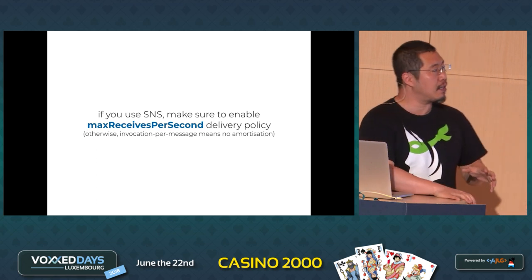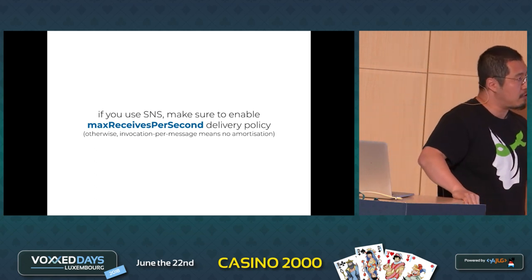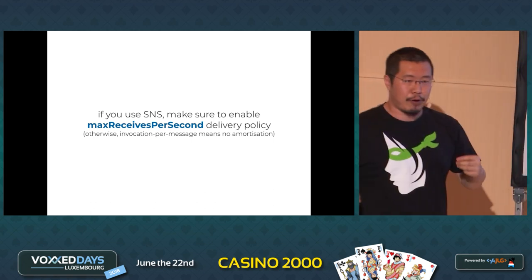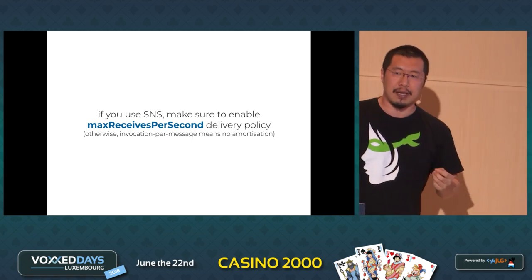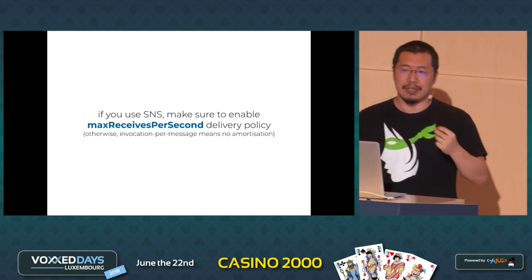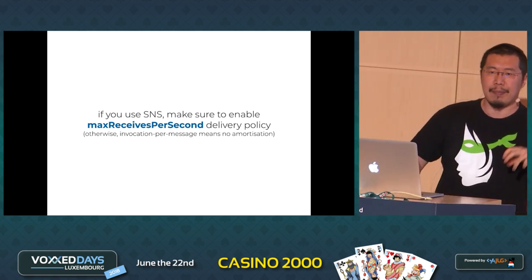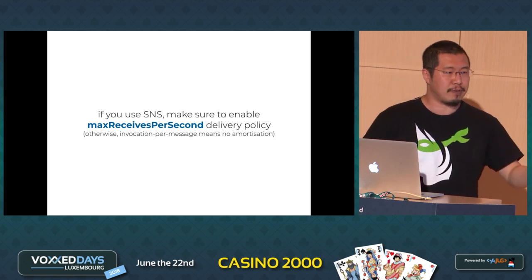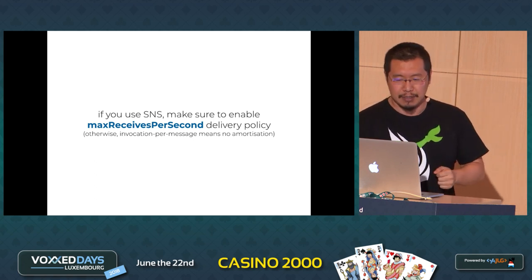What you could do instead, and this is what you should do when you're using SNS for this kind of workload, is to set the max receive per second delivery policy on the SNS topic. This is how you can control the maximum concurrency with regards to how many Lambda functions will be running at the same time when you publish lots and lots of messages into SNS at the same time.